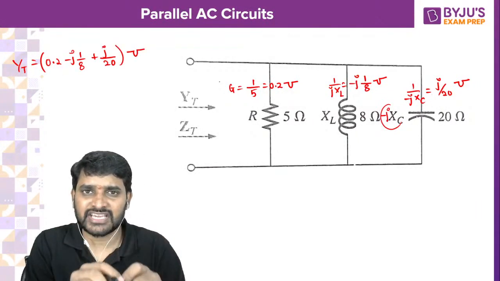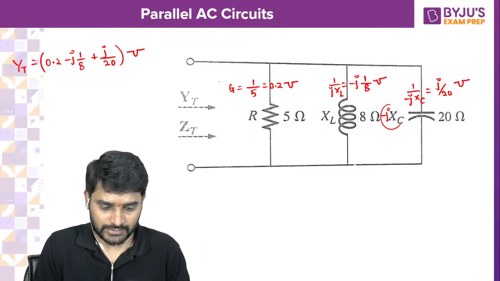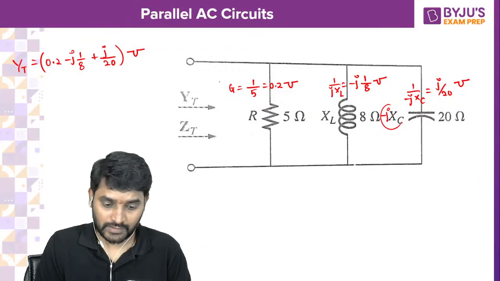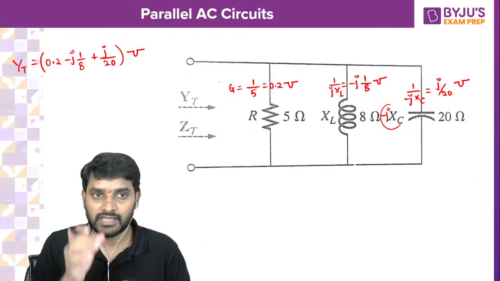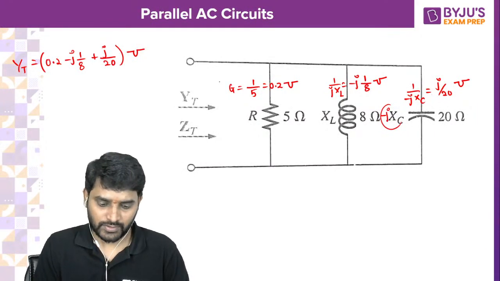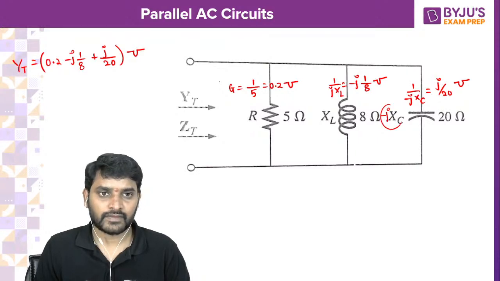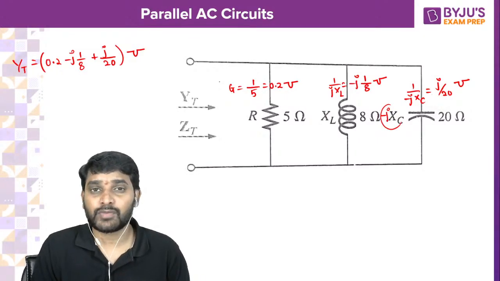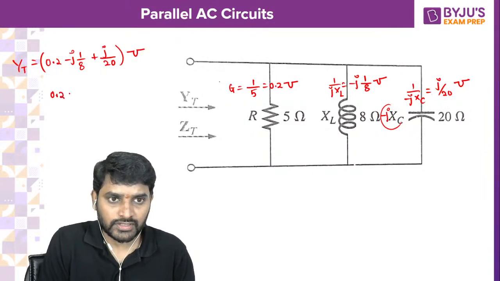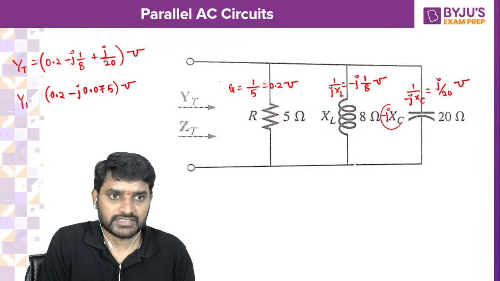You can add up the j parameter. How much are you going to get? Can you tell me? So let me take that one: 1 by 8, 1 by 20. 1 by 20 is going to be 0.05, 0.05 minus 1 by 8. I'm going to get minus 0.075. So 0.2 minus j 0.075 mho. This is the total admittance.